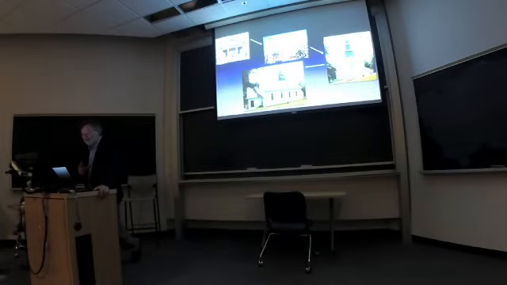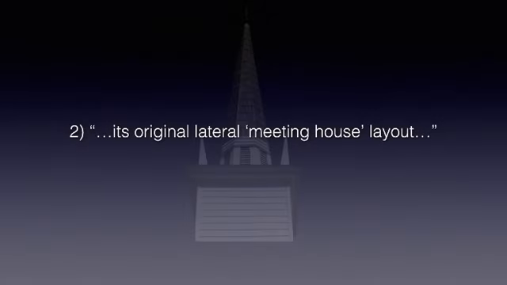But the Mohawk Chapel didn't actually follow the St. Martin's model. If the St. Martin's model is sort of the main street of 18th century Anglican church architecture, the Mohawk Chapel traveled down what you could call a bit of a Protestant side road. And that brings us to the next historically important feature of the chapel, according to Parks Canada, and that is what it calls its original lateral meeting house layout, which is different from the St. Martin's paradigm. So what is a meeting house layout?